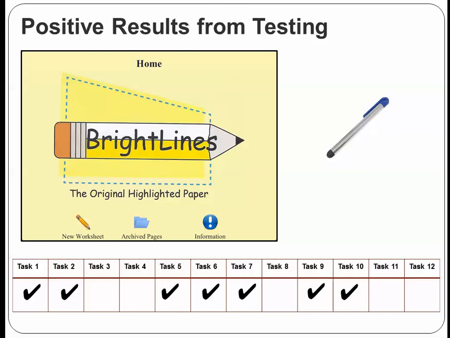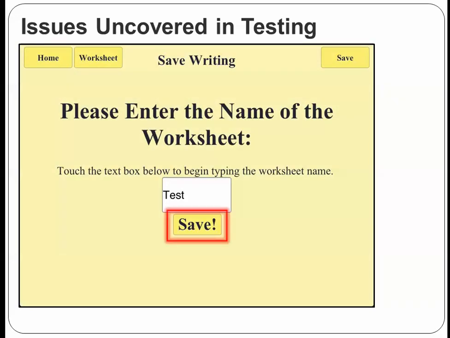The app did fail the participants for some tasks. I'd like to describe 8 issues I found. Issue number 1. The app failed to allow all 4 test participants to save a worksheet. Each one correctly identified how to save a worksheet, but the app was unresponsive to all attempts.